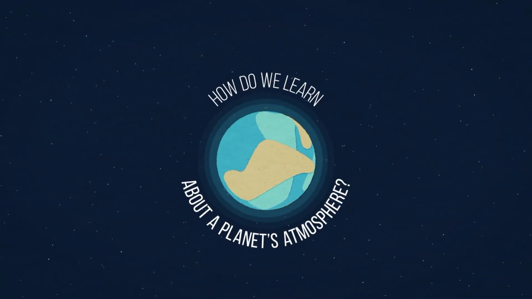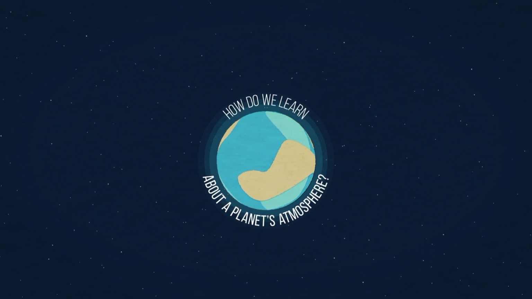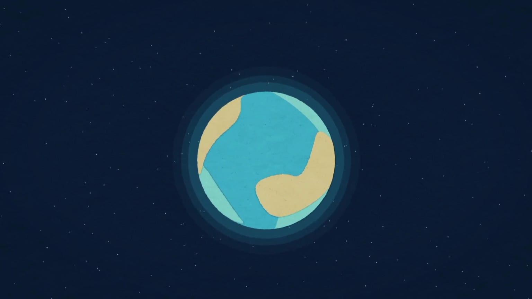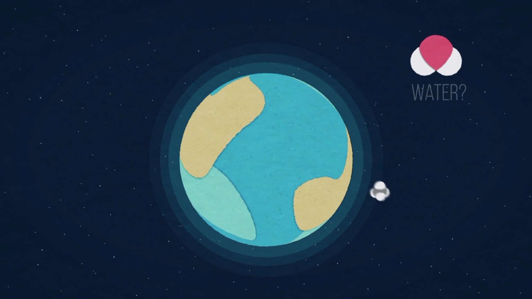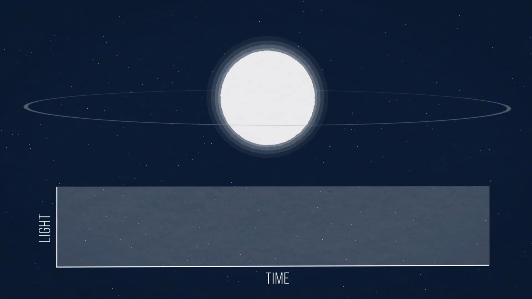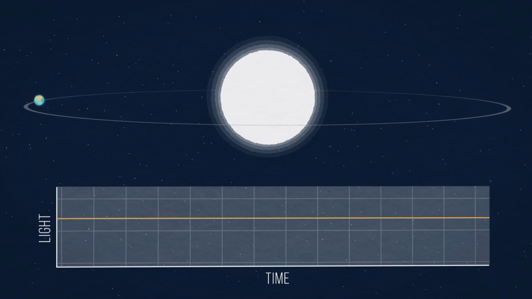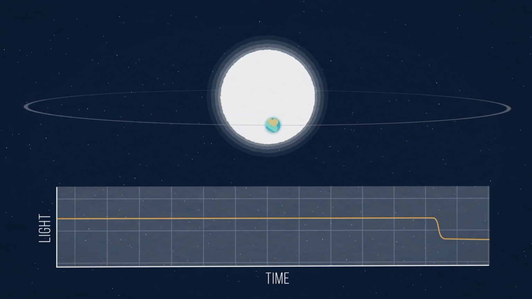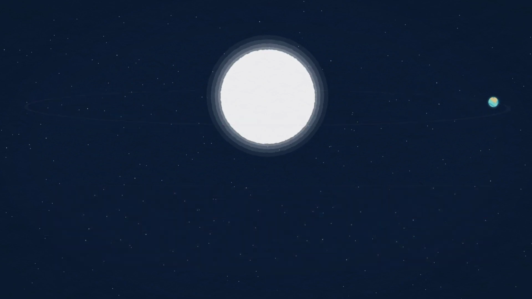How do we learn about a planet's atmosphere? How do we know what's in the atmosphere of an exoplanet? The majority of known exoplanets have been discovered because they partially block the light of their host star. This is called a transit.